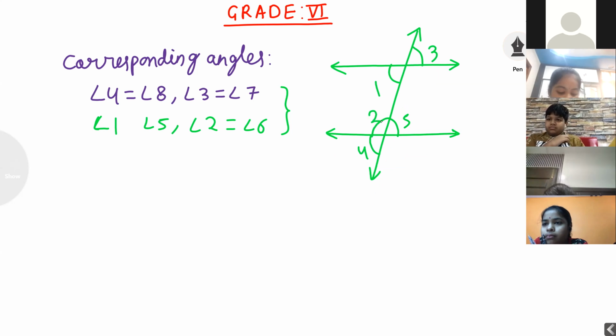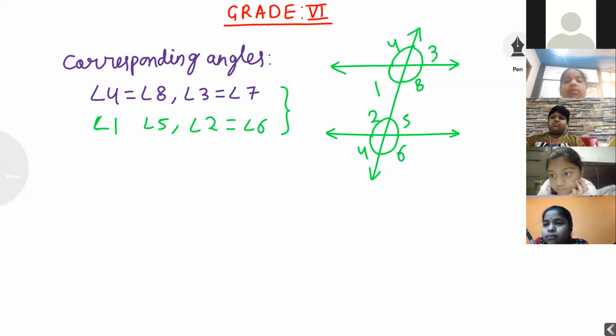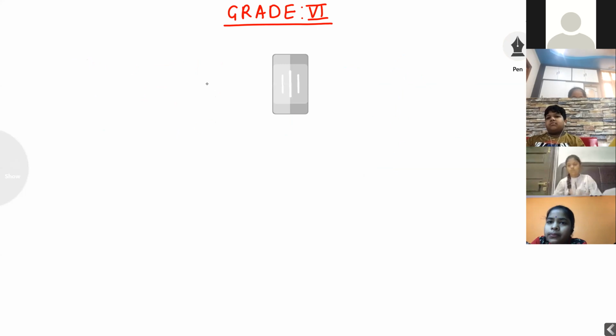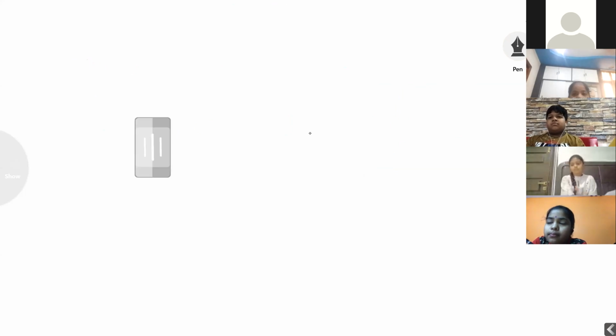Angle 2 is equal to angle 6. Here I can take angle 4 is equal to angle 8. Angle 4 is opposite to angle 8. Angle 1 is opposite to angle 3. Angle 2 is opposite to angle 6. Angle 4 is opposite to angle 5. This is called vertically opposite angle. Two concepts I have completed. First is corresponding angle, F shape or 7 shape. Second, vertically opposite angle: if one angle is opposite to another, that is called vertically opposite angle.